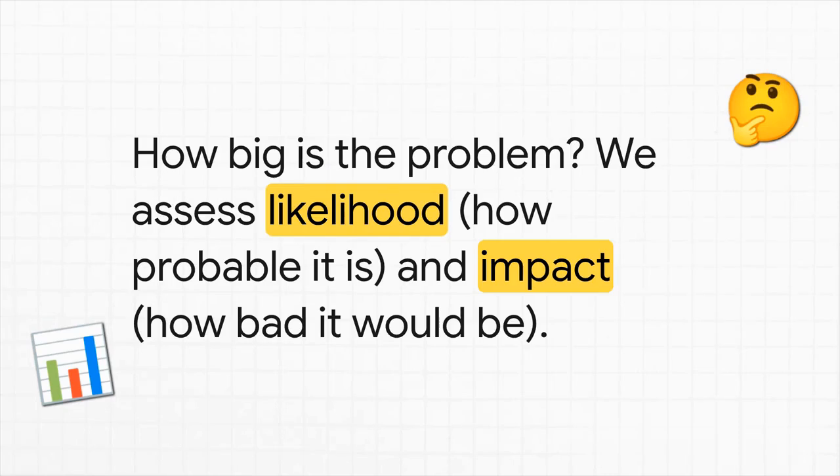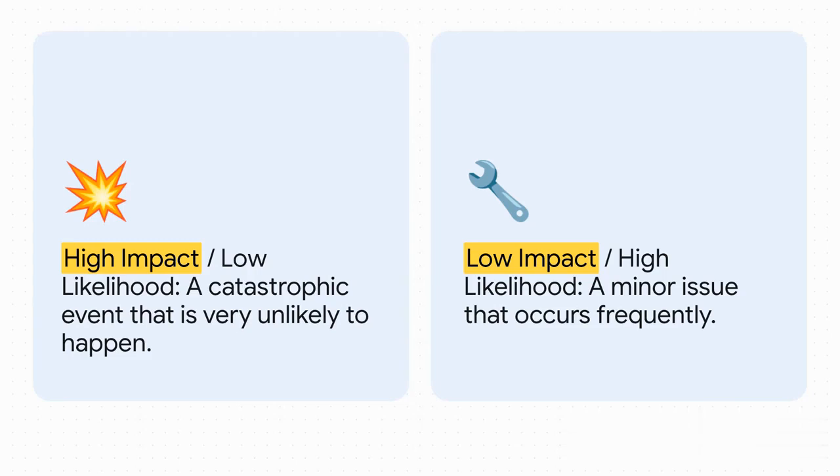Okay, next up, we've got to figure out how big of a deal this really is. And we do that by looking at 2 things. First is likelihood. What are the odds this thing actually happens? And second is impact, which is basically the so what factor. How bad would it really be for the business if it did? See, this is how we prioritize what to worry about first.